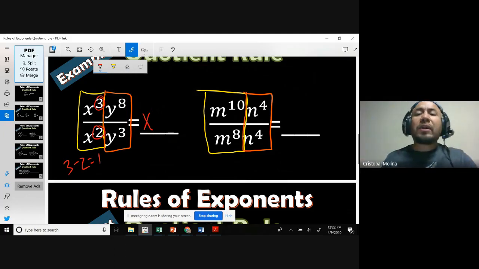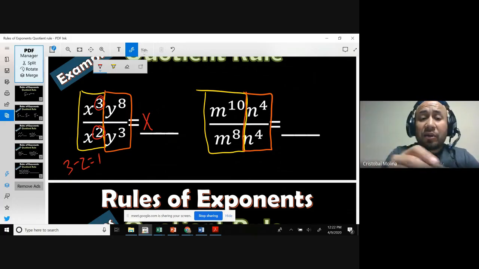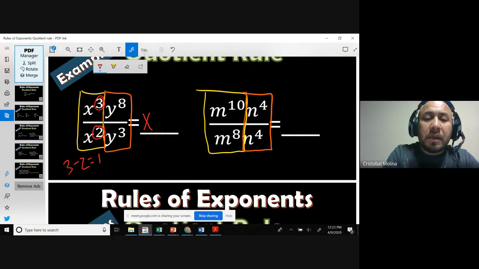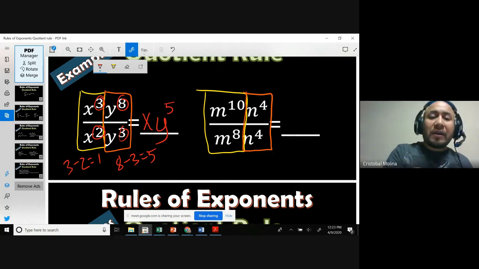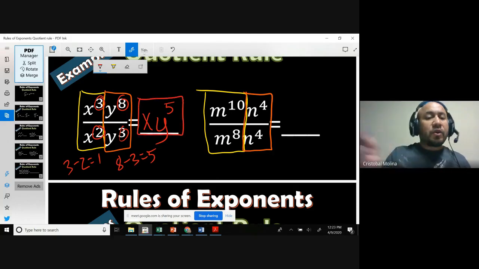And then we're going to work with the y's. Okay, so take a look at the y's. We have y raised to the eighth divided by y raised to the third power. We subtract them, 8 minus 3. We subtract the two exponents. And we're going to be left with y, 8 minus 3 should be 5. So that's it. x to the first power times y to the fifth power. You cannot do anything else with those two. That would be your answer right there.